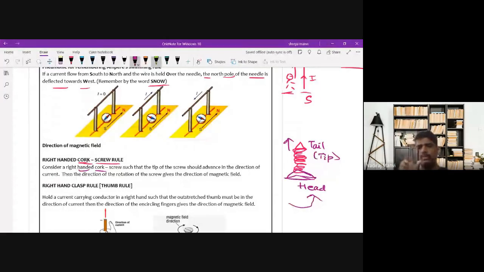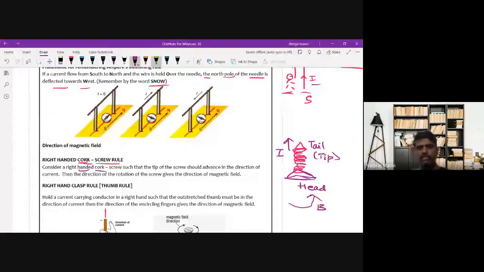So I'm rotating anti-clockwise. In whichever direction the head rotates, it gives the magnetic field direction. Then in whichever direction the tip is moving will give you the direction of current. Check both are the same. Here you can see current is upwards. Here also the tip is moving upwards. Here the magnetic needle got deflected towards the left. Here you can see it is rotating in the anti-clockwise direction.